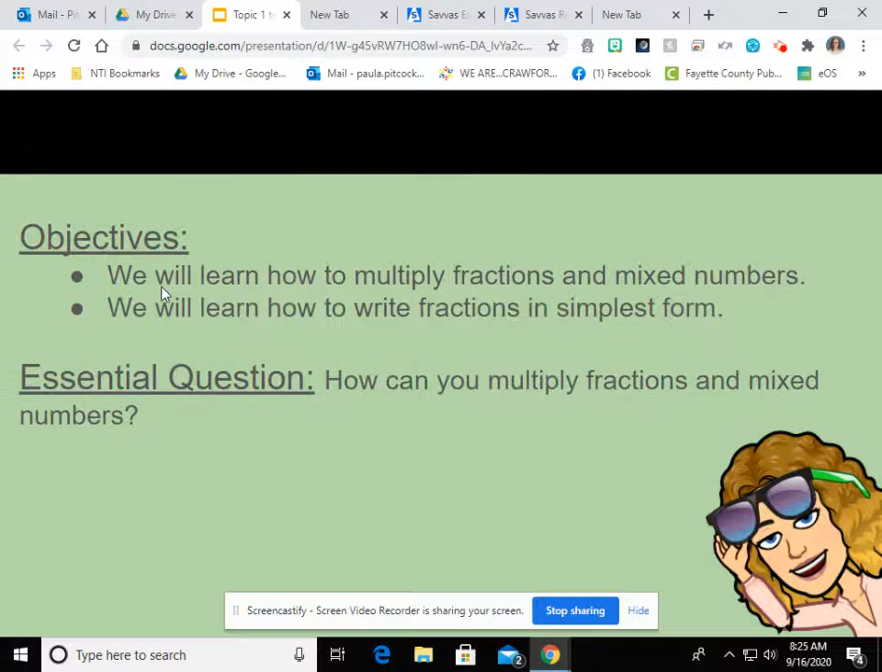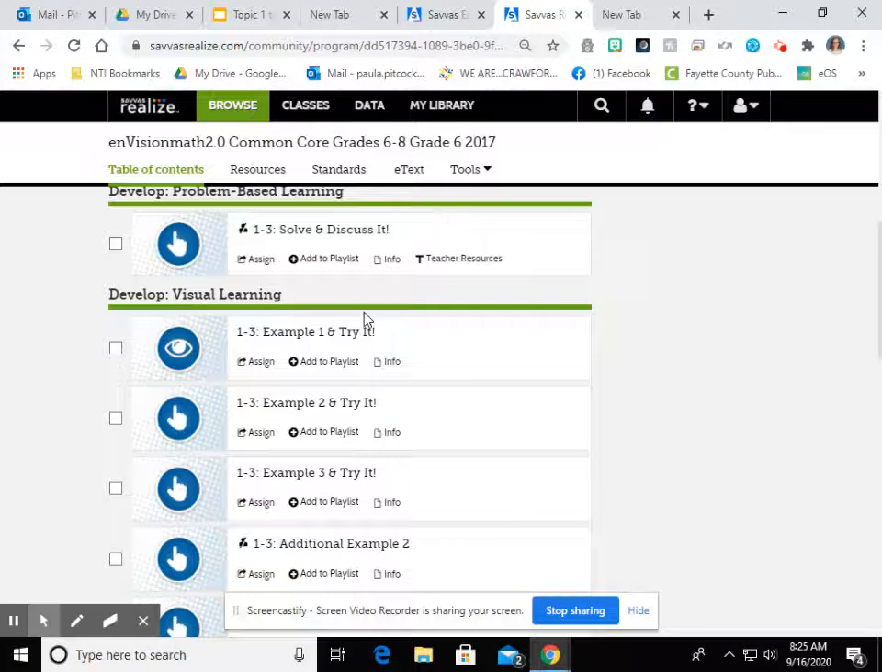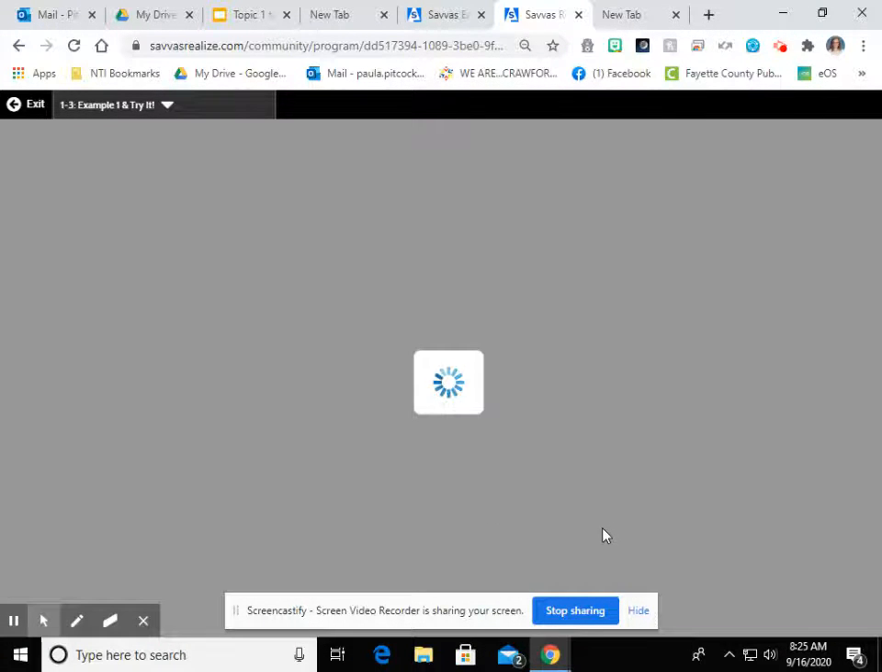Now to get started, we're going to watch a video from Solve Realize. I'll play it through my screen. And this video is going to show us how to use models, how to use pictures to multiply fractions. And then after that, we'll go into the rule. So here comes the video that we watched in class.